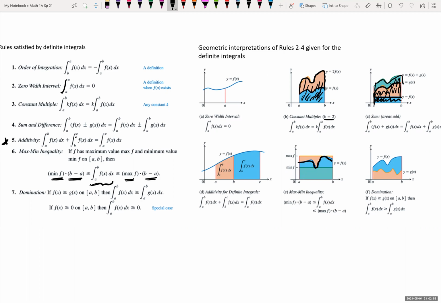So domination: if f of x is a function greater than or equal to g of x on all of [a, b], then we can say that the integral from a to b of f of x is greater than or equal to the integral from a to b of g of x dx. And if f of x is greater than or equal to 0 on [a, b], then we know that the integral will also be greater than or equal to 0.